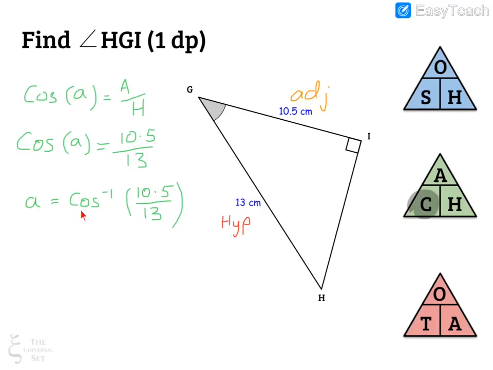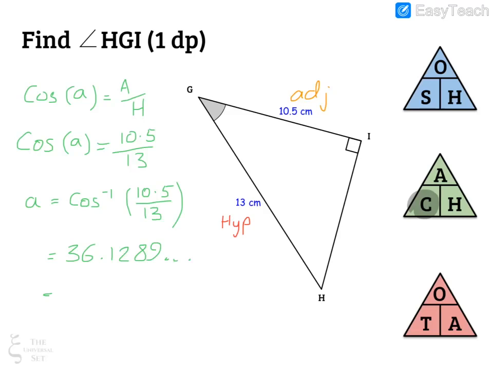Okay, so we're going to do inverse cosine of this. I'm going to pop that in my calculator. So we've got inverse cosine of 10.5 over 13. And my calculator is telling me that the answer is 36.1289 and a bunch of other stuff.